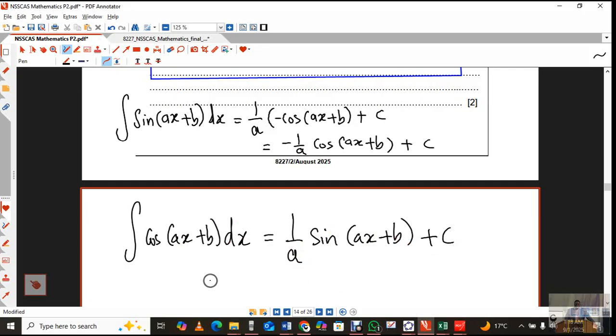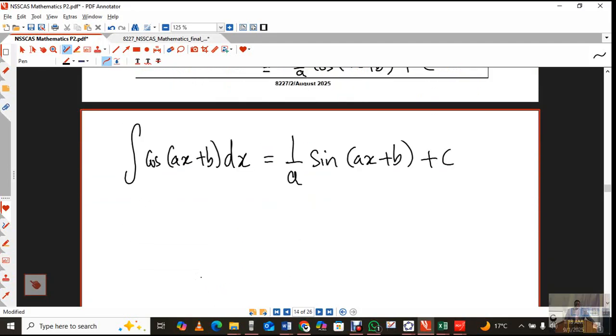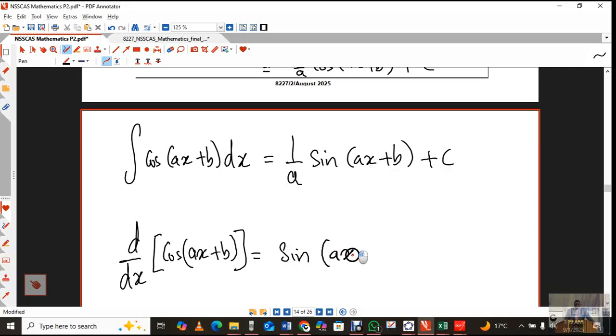Remember, when you differentiate d by dx of cos of ax plus b, you are going to use the chain rule. The derivative of cosine is sine of ax plus b, the stuff in there, and then you multiply by the derivative of the stuff inside, which is a. Now, because you're multiplying by a, when you do integration, we have to divide by a. So that's like the opposite. That's what you do over there.